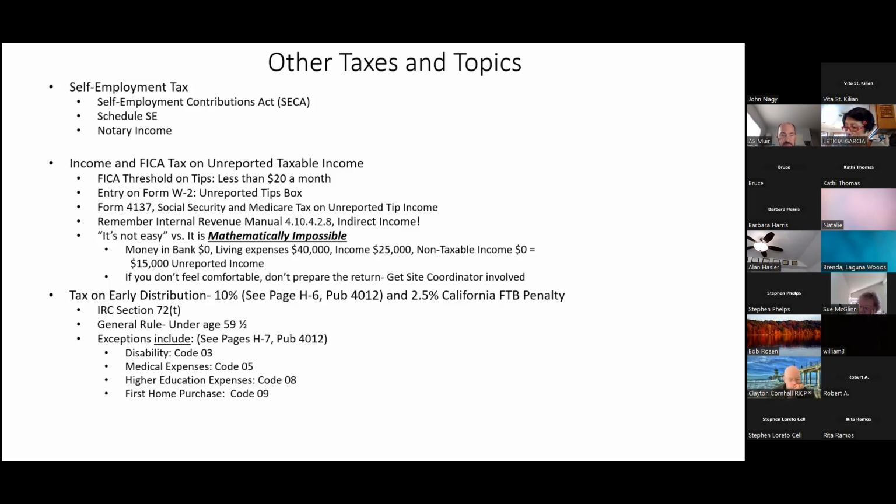You take the distribution to pay medical expenses. You take the distribution to pay for college. You take the distribution to purchase your home. And so when people take that early distribution, you want to determine, is there an exception? If you go to page 7 in Publication 4012, that'll be the laundry list of the exceptions. And then again, ask those probing questions. And then sometimes you're going to have to go through a calculation. But again, this is something we see a lot of.